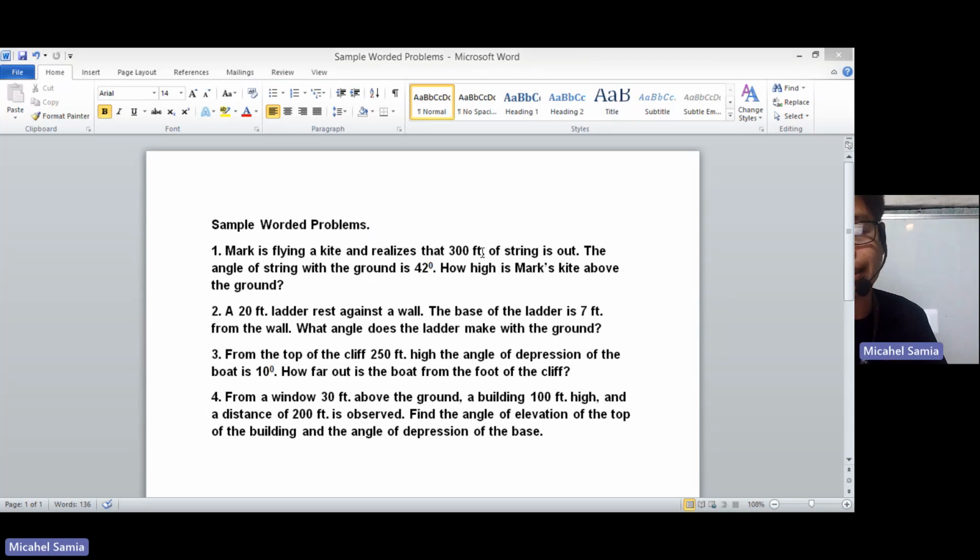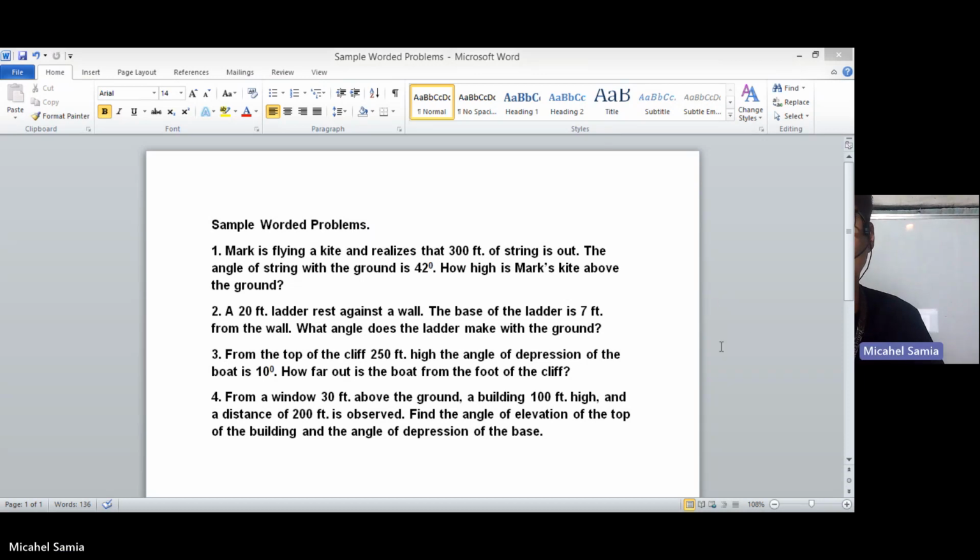So it's easy enough to understand. Sa ibabaw daw ng cliff mo, ang taas ng cliff is 250 feet, merong angle of depression ng isang boat, which is the boat should be nasa dagat siguro siya, okay, na 10 degrees. So how far out is the boat from the foot of the hill? Okay, now remember, angle of depression and angle of elevation. Depression is mababa ang tingin mo, while yung elevation is pataas yung tingin mo.